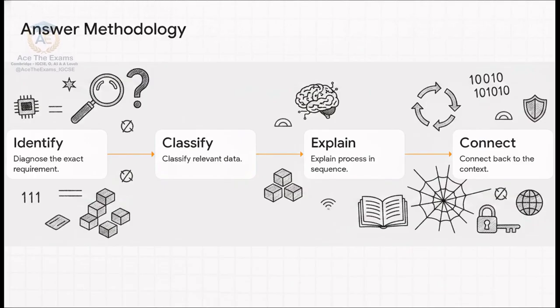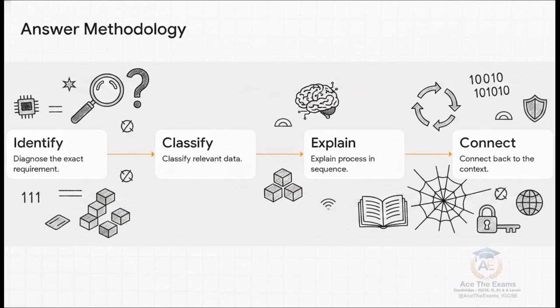Step 2. Classify the relevant data and hardware. Are we talking about a simple 8-bit register, a complex 16-bit color value, or maybe an embedded system in a washing machine? Know your hardware. Step 3. Explain the process in a clear, logical sequence that another learner could actually follow. Walk them through the binary addition step by step, showing exactly where the math breaks.